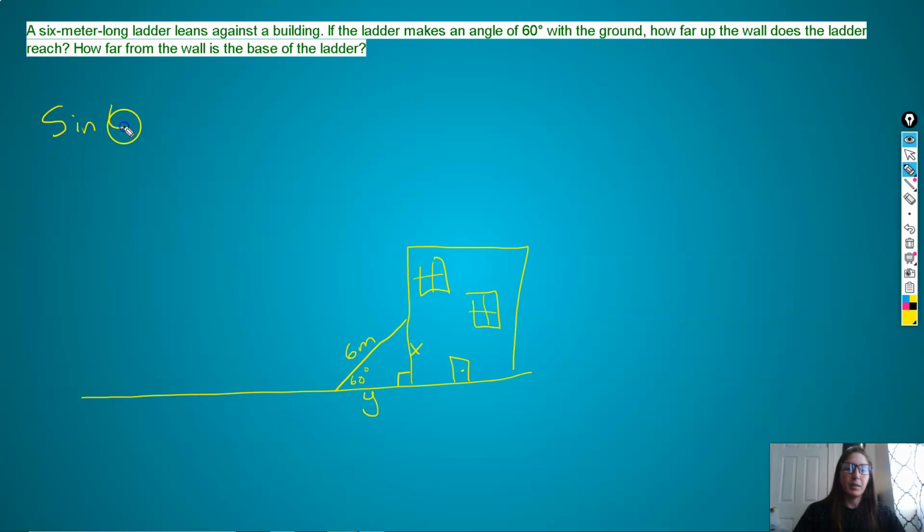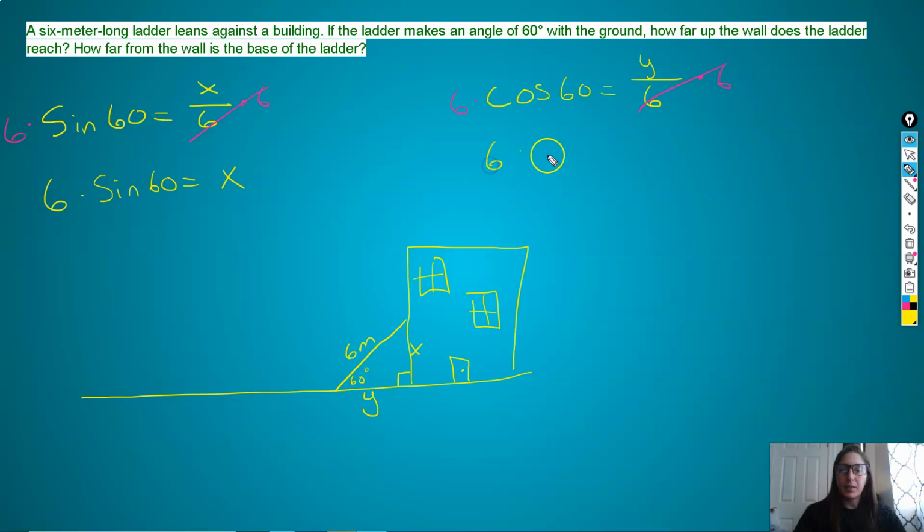So I'm going to set up sine of 60 equals opposite over hypotenuse. And then for y, I'm going to set up cosine of 60. Why? Because I have an adjacent side and a hypotenuse. So I'm also going to set up cosine of 60 equals the adjacent side, which is y, because that's the side that's touching, over the hypotenuse. Okay, I can kind of solve these simultaneously. The first thing I'm going to do for both of these is multiply by 6, because they're almost the same problem. And then I get 6 times sine of 60, that will give me x, and I will get 6 times cosine of 60, that'll give me the side y.